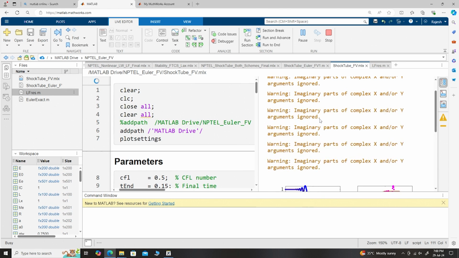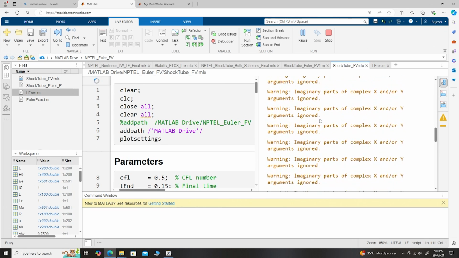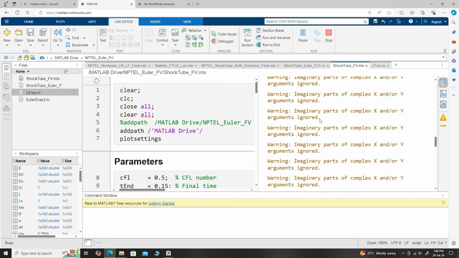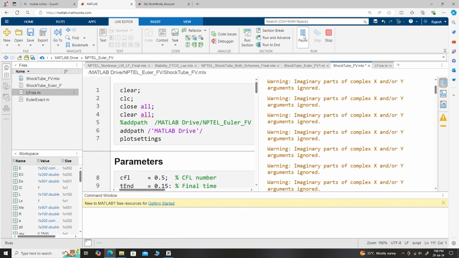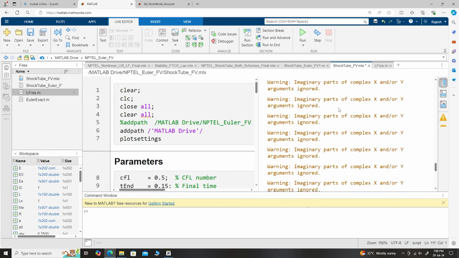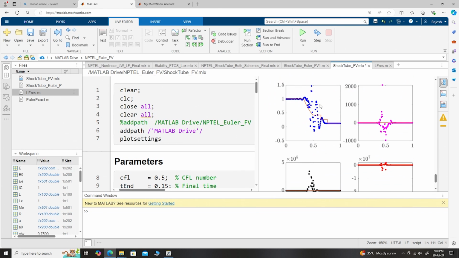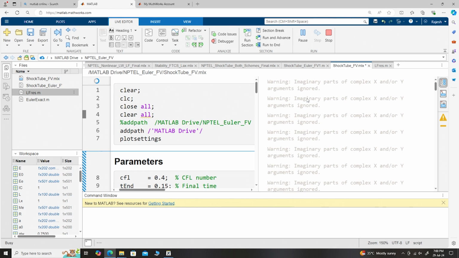You can see that now it has blown up. You start seeing these imaginary parts and the solution is all messed up. Let me stop it. Let me see if I can show you the solution. Yeah, you can see that it has got completely messed up. Let me decrease the CFL number and let us see if we can do anything better.